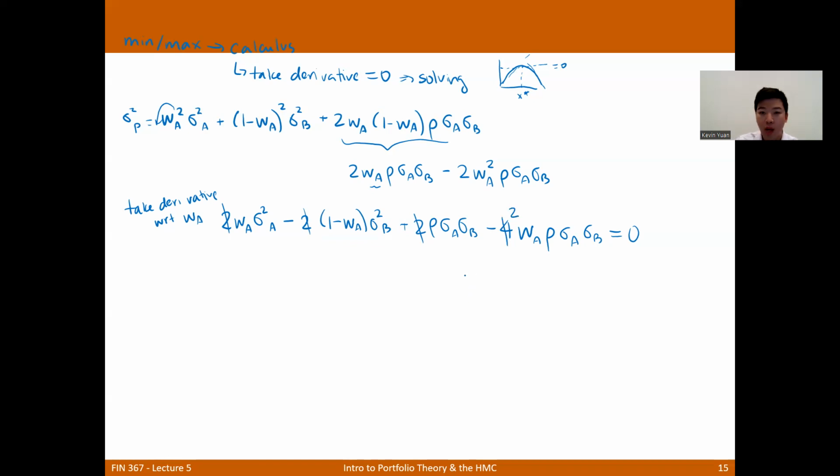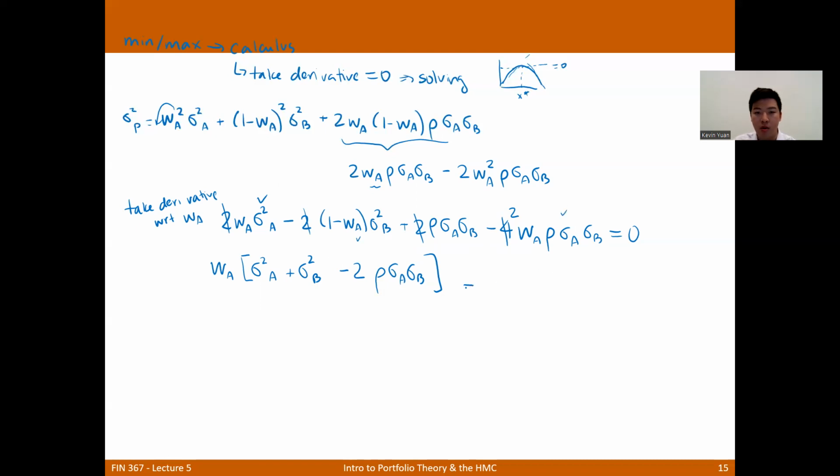Okay, so now what I want to do is bring WA all on one side. So WA, what's left over here? Sigma squared A. What else do I have over here? I have plus WA sigma squared B, so plus sigma squared B. What else do I have? I also have this term over here, so minus 2 correlation, sigma A, sigma B. Okay, so I've taken care of this term, this term, and this term here.